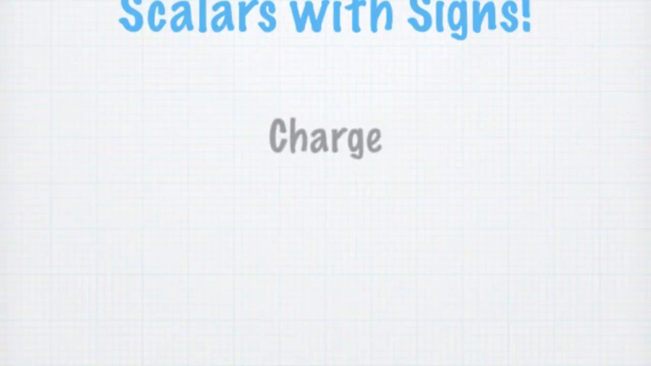Vectors aren't the only things with signs, though. Some scalars have signs, but the sign on a scalar serves a very different purpose than the signs we were talking about associated with vectors. For scalars with signs, the sign indicates the quality of the number. For instance, we have positive and negative charge. That doesn't mean that things with positive charge go in one direction and things with negative charge go in the other direction. It means that there's a fundamental difference between the properties of positive charge and negative charge.